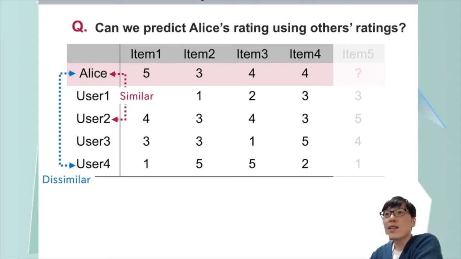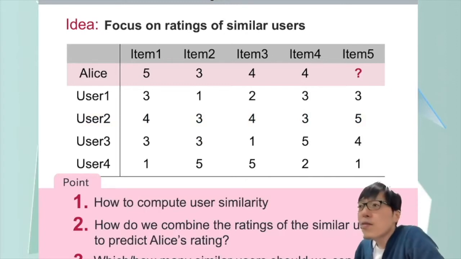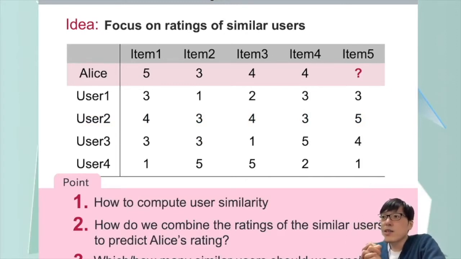On the other hand, we find that user 4's rating trend is not similar to Alice's rating trend, because Alice's rating trend seems to be reverse against user 4's ratings trend. From this observation, we intuitively think that Alice will give a high score to item 5. Now we have obtained the intuitive idea to predict the rating scores for unpurchased items. The intuitive idea is we focus on the rating scores of similar users.